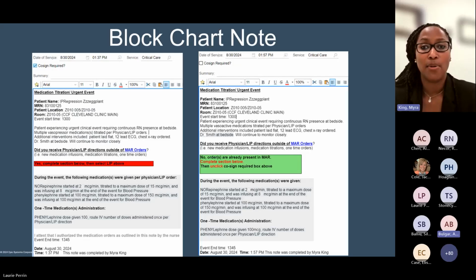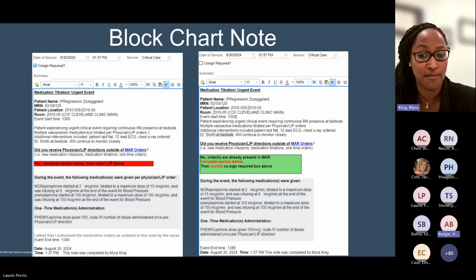So this is an example of our current block chart note. I'll draw your attention to the left side of the screen. And as you can see, we still call it our medication titration urgent event note. There is a narrative that's pre-populated in the template when the nurse brings it up that specifically just states that this patient's having an urgent clinical event requiring nursing presence at the bedside, multiple vasoactive medications titrated per physician orders. And then there's an area for nurses to document any additional interventions that are happening during that event.